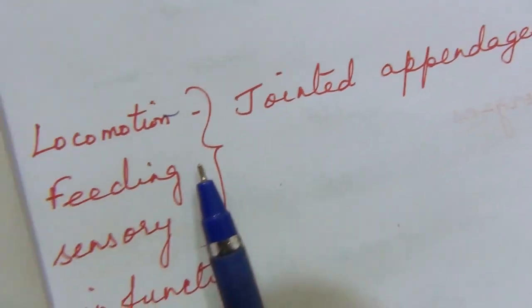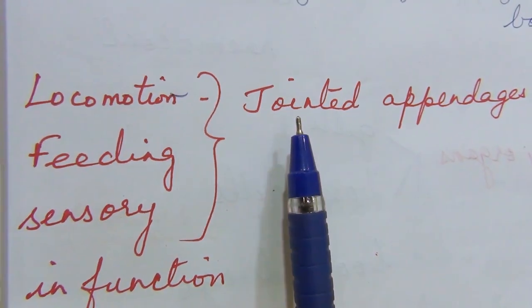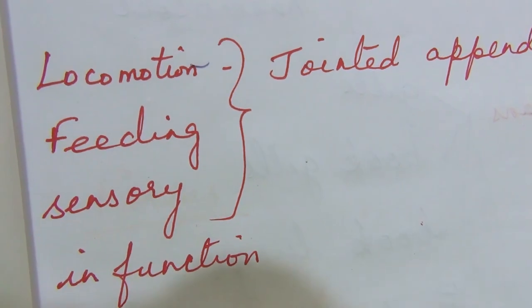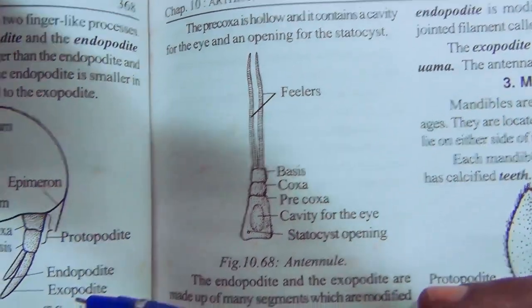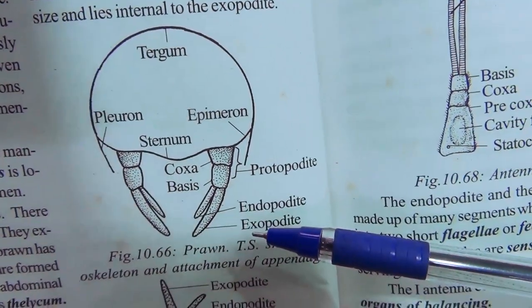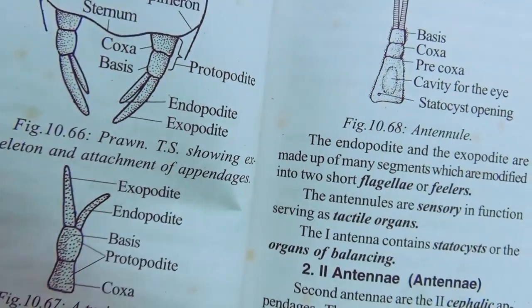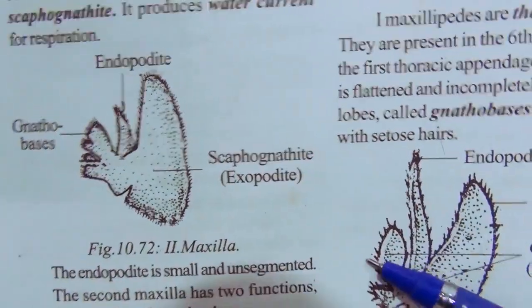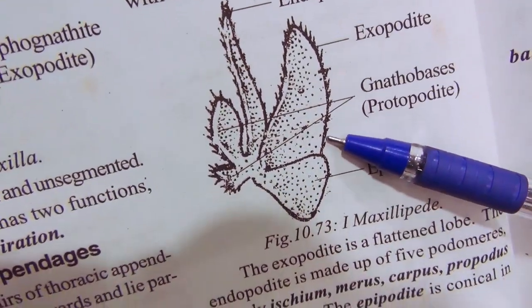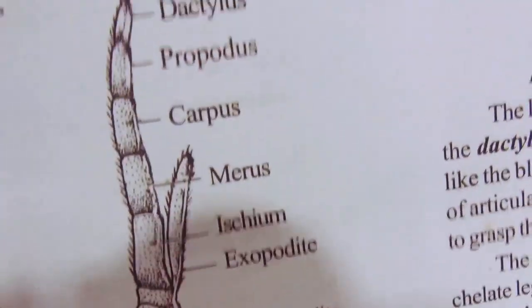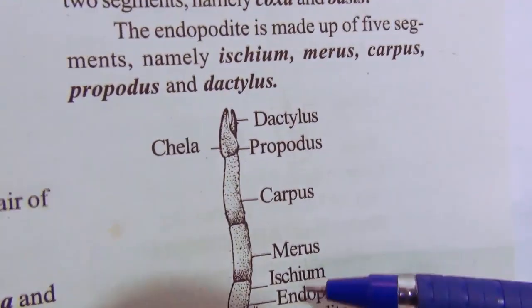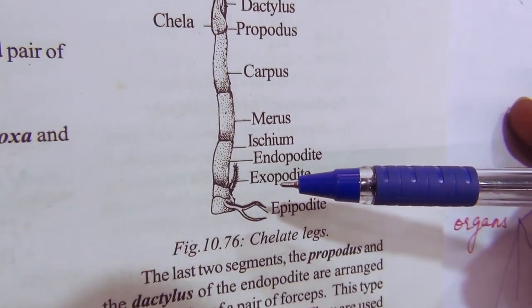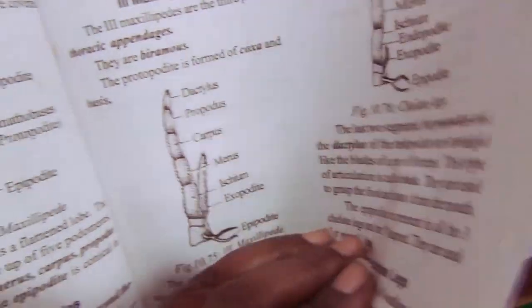And coming to locomotion, they have jointed appendages for locomotion. These jointed appendages are not only used for locomotion, but also in feeding. And they are helpful in sensory functions also. A typical appendage: antennule and antennae, mandible, maxilla and second maxilla, maxilliped and second maxilliped, third maxilliped and chelate legs. All these are the different varieties of appendages used, children, for locomotion, for feeding and also for what? For sensory functions.